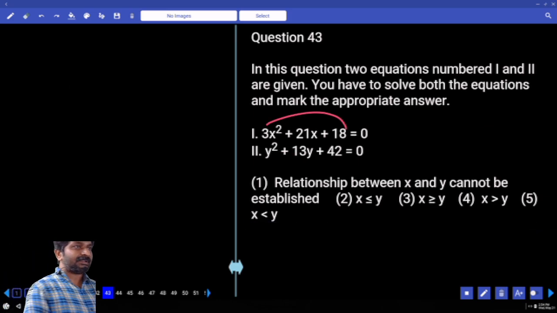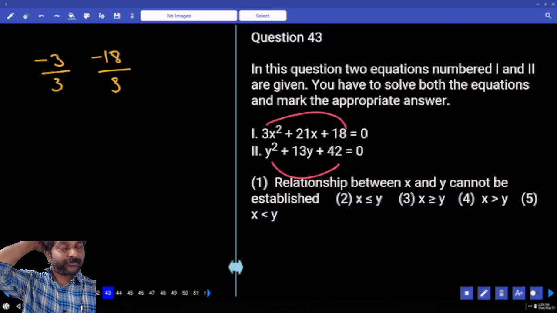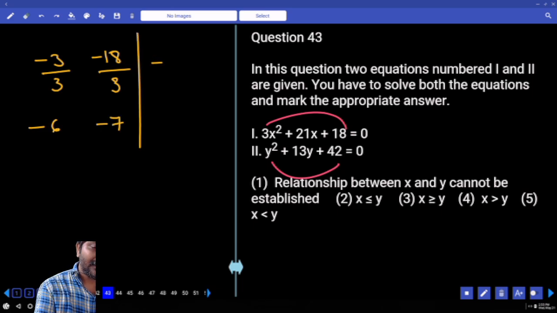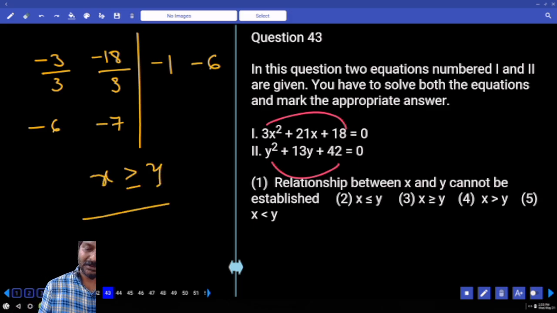That itself is the combination. 3 comma 18, 21. Minus 3 minus 18 divided by 3. 42. Product 6 comma 7. Minus 6 minus 7. Right. So x is greater than or equal to y.